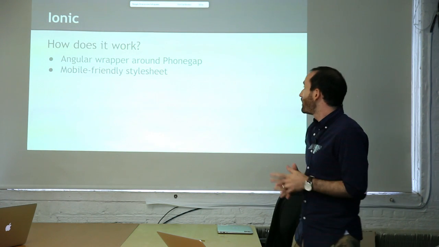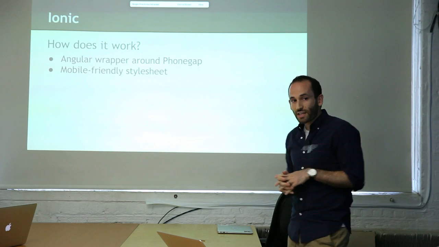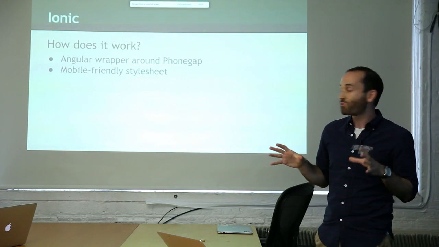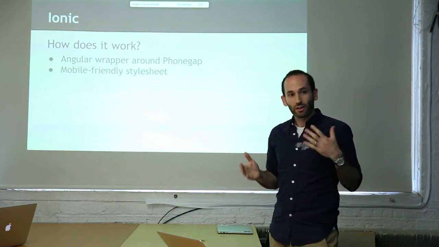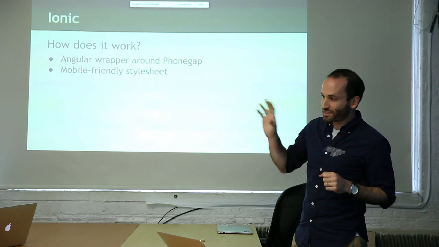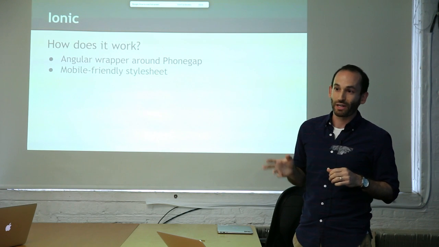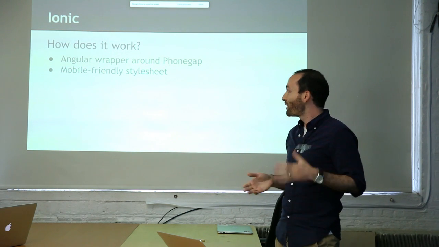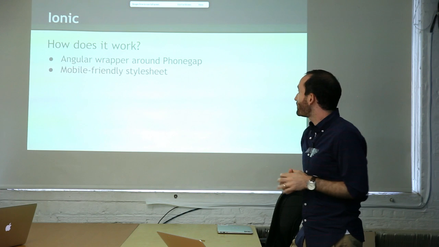All right. How does Ionic work? It uses Angular, and it's an Angular wrapper around a lot of PhoneGap functionality. And then it also comes with a style sheet for mobile-friendly devices. So it has an iOS style, it has an Android style. Right now it's just supporting those two platforms, but it has a lot of those right out of the box.